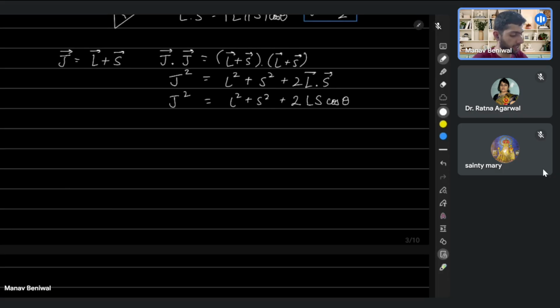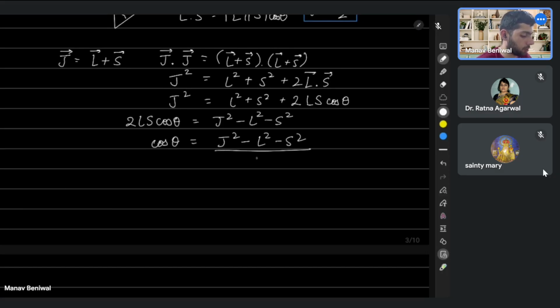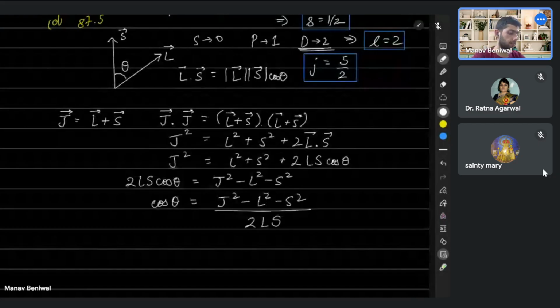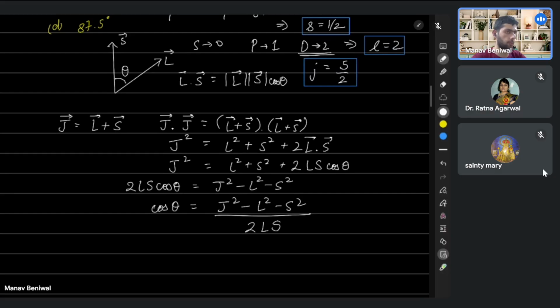Or we can rearrange this. We can write 2LS cos theta as J squared minus L squared minus S squared. Therefore our cos theta will be J squared minus L squared minus S squared over 2LS. This will be our cos theta. Now how do you find the magnitudes? We'll use the values of S, L and J which we have computed earlier.